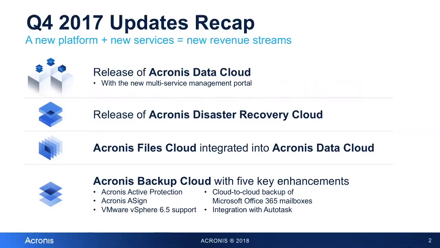Of course, we've always had the Acronis Backup Cloud for you, but on top of the Acronis Backup Cloud, we added Acronis Disaster Recovery Cloud, and we added Acronis Files Cloud, so that you could sell 3 products simultaneously to your customers. In addition, we also added a bunch of key enhancements onto the Acronis Backup Cloud as well, including a new product called Acronis Assign, and we have integrations with things like VMware's vSphere 6.5 and an integration to Autotask. So lots of really cool things.